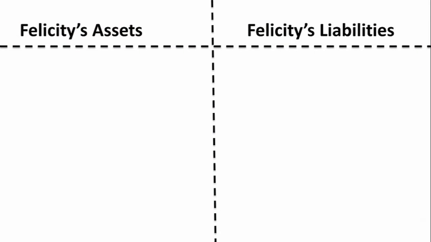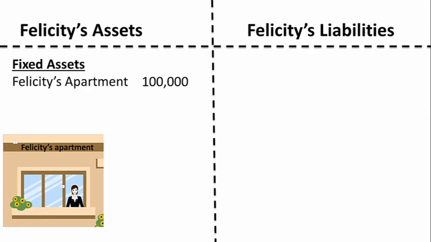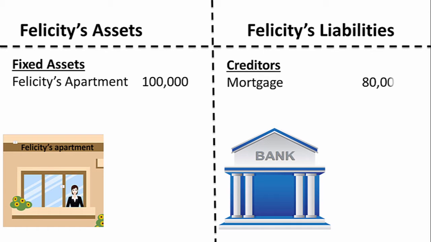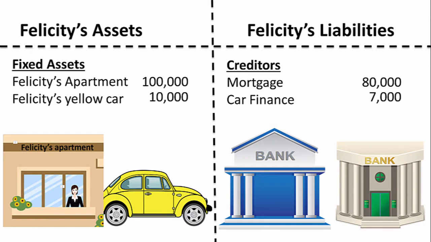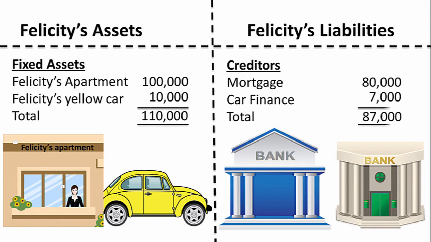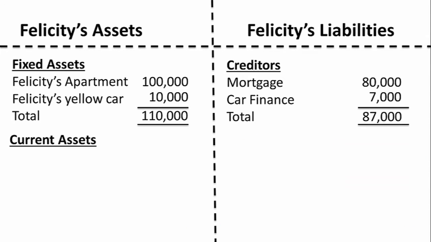So let's look at Felicity's personal balance sheet. Her apartment is worth $100,000, but she has a mortgage of $80,000. Her car is worth $10,000, but she still owes $7,000 to the car finance bank. This shows that Felicity's total fixed assets is $110,000 and her total debts are $87,000. Felicity also has $5,500 cash in her bank.